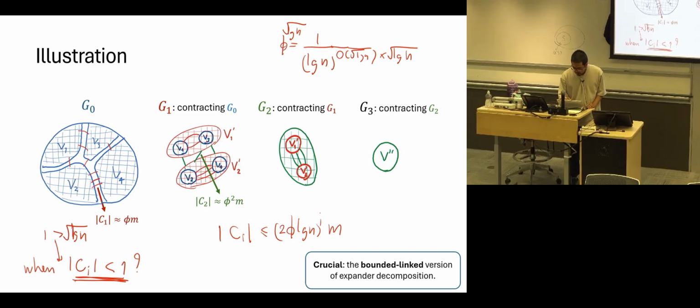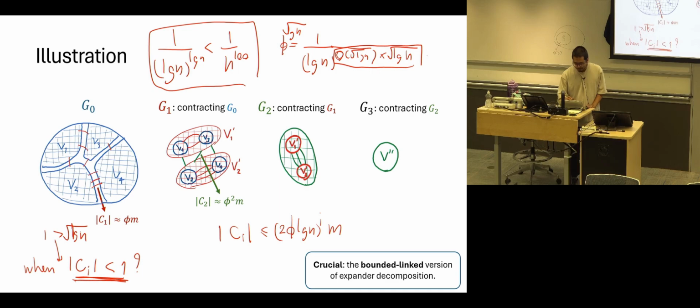But now, let's say that this big O here is like this. Anyway, log n to the log n is less than 1 over n to the 100, right? This thing. So basically phi to the root log n is now really small. Are we good?